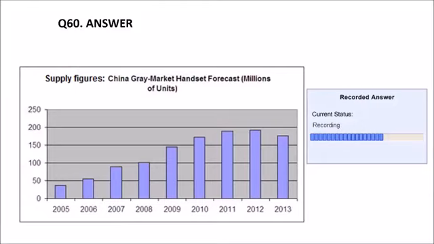In conclusion, the boom in sales of handsets lasted for just 7 years, probably because of a decrease in the demand.